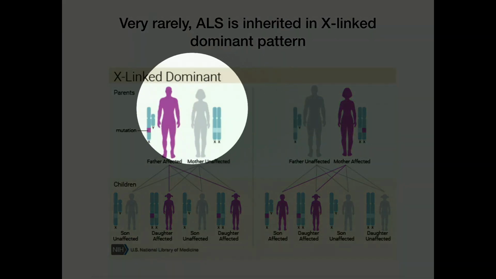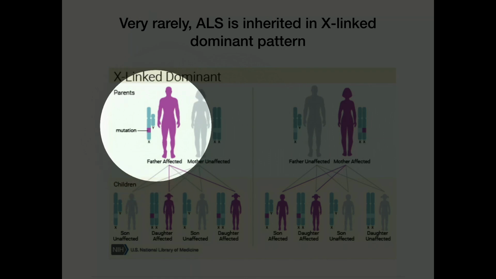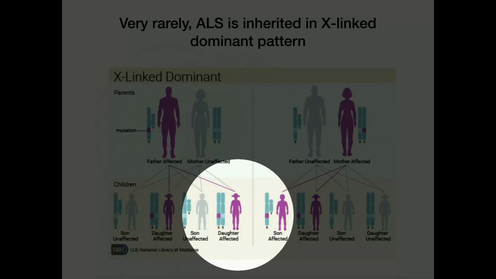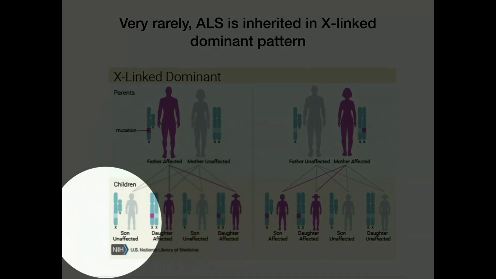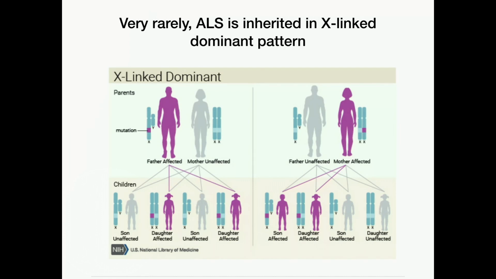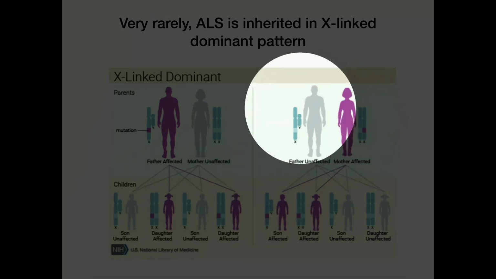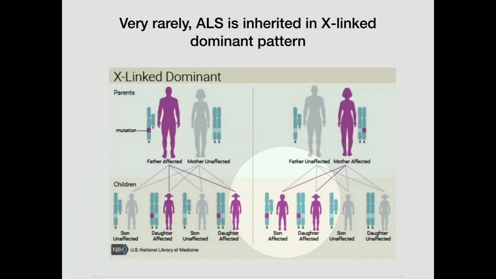Whereas if you have an affected father, and this is a dominant mutant on the X chromosome, then all of his daughters will get that X chromosome and be affected, whereas the sons will all be unaffected. However, if you have the reciprocal situation, where you have an affected mother and an unaffected father, then the sons and daughters get the disease randomly, okay?